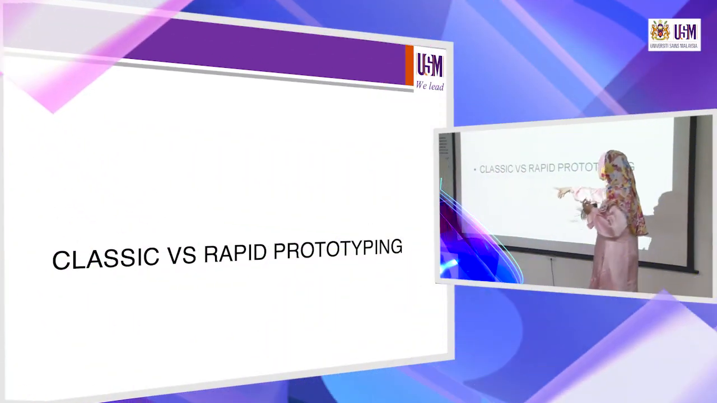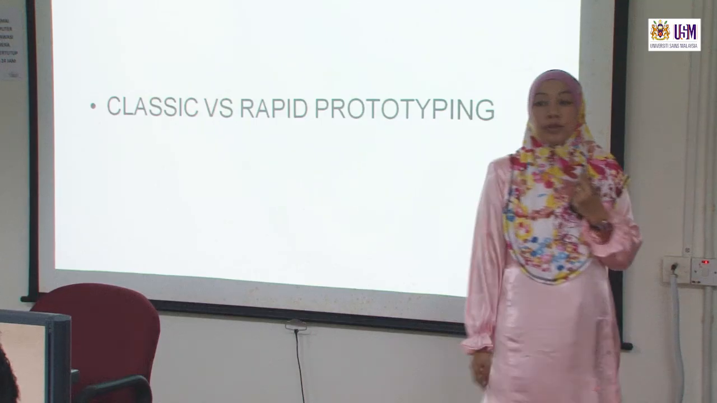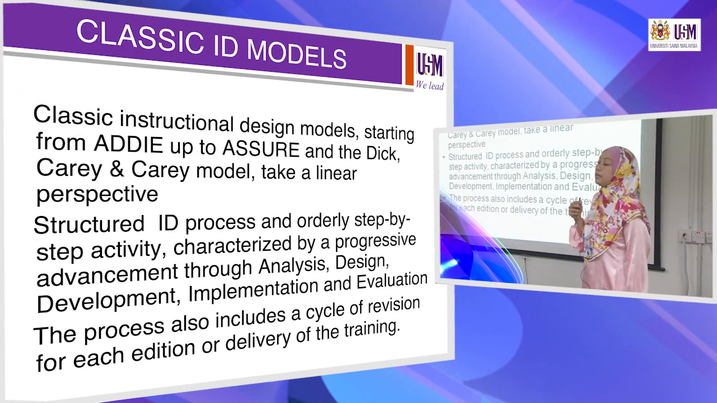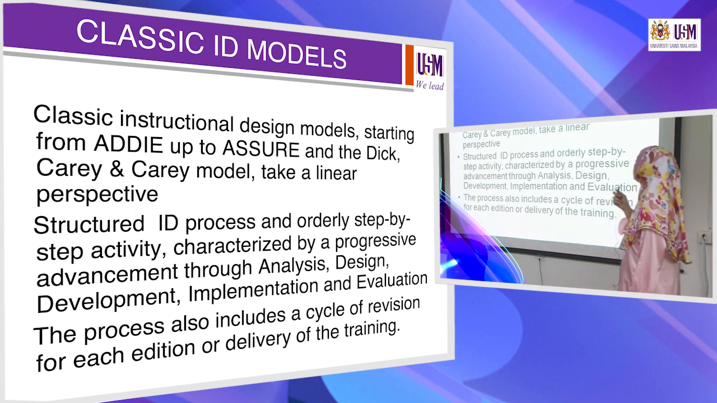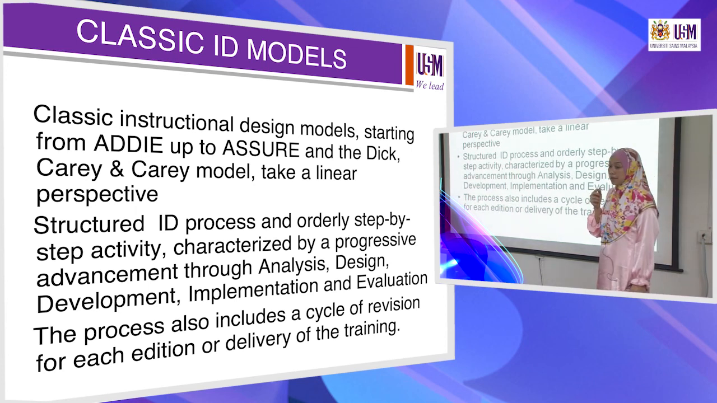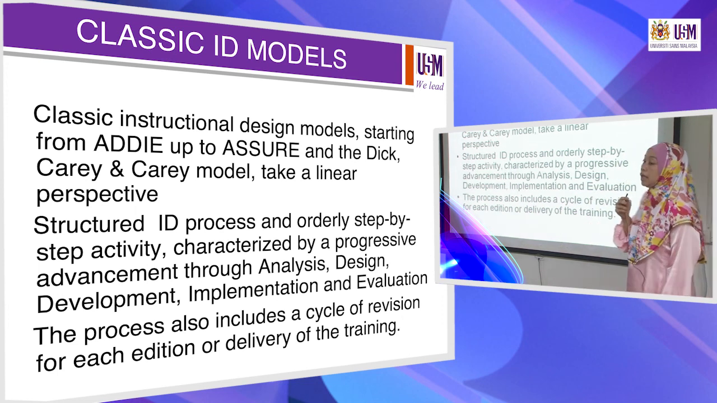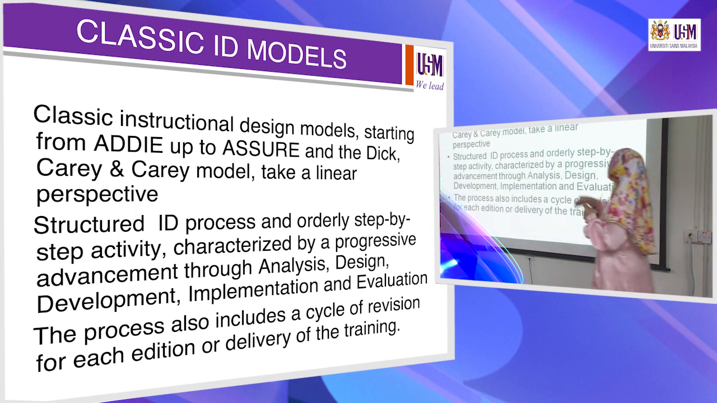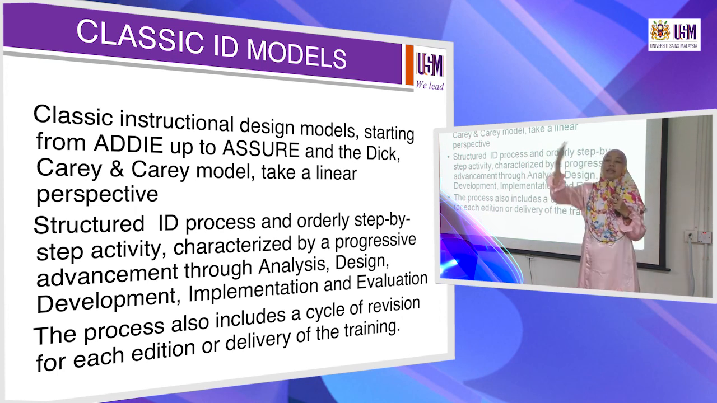Okay, classic versus rapid prototyping. What is classic and what is rapid prototyping? We have discussed rapid prototyping just now. Classic ID models, I think you can remember, the ADDIE model, the ASSURE model, the Dick and Carey model, take a linear perspective. Just a linear perspective. For example, ADDIE or ASSURE, analyze and so on until evaluation. It is linear, from analyze to evaluate.